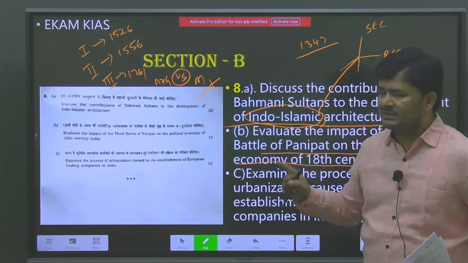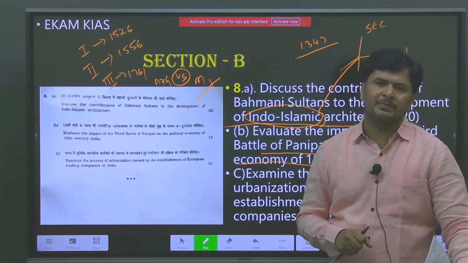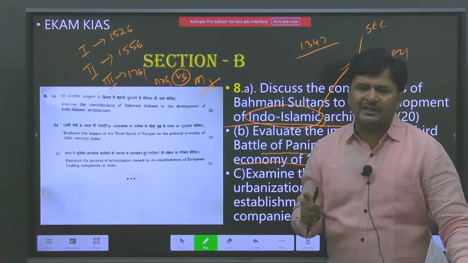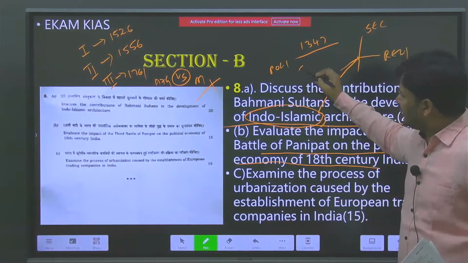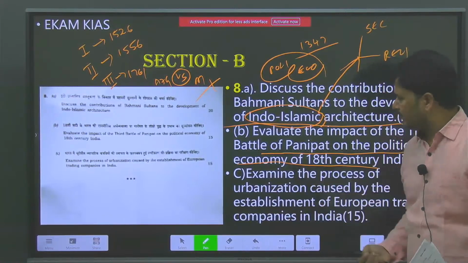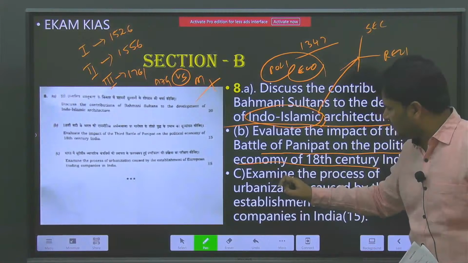because Panipat is one of the Bollywood movies related to the Third Battle of Panipat, which was fought in the year 1761. V.S. Smith and other famous historians opine that the fruits of Panipat were enjoyed by the English East India Company, both the political fruits and the economic fruits. That's what the question is. Direct question.